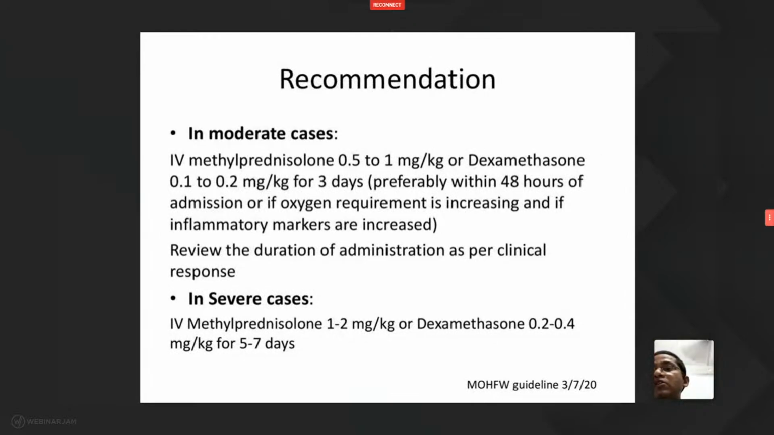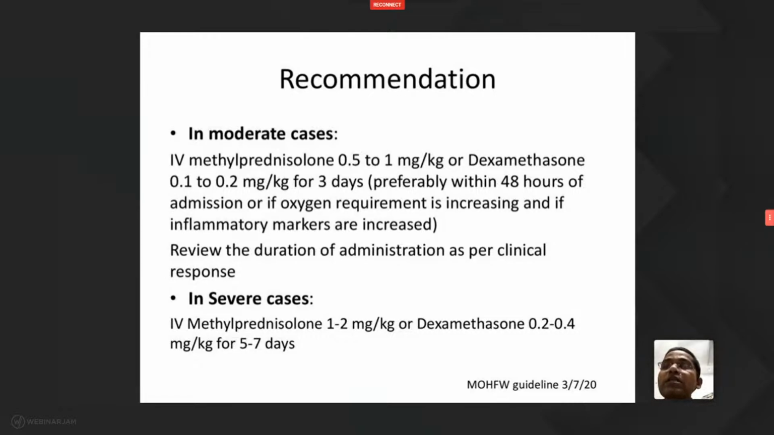But the Ministry of Health and Family Welfare, that is ICMR, also recommends the use of methylprednisolone from day 1 in their guideline, that is IV methylprednisolone 0.5 to 1 milligram per kg, or dexamethasone, which has been added recently in their study, that is 0.1 to 0.2 milligram per kg body weight for 3 days, preferably within 48 hours. The steroid should be initiated within 48 hours of admission, or if the oxygen requirement is increasing, or if there is an inflammatory marker on a rising trend.